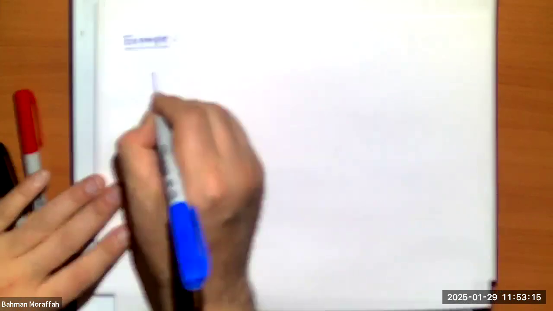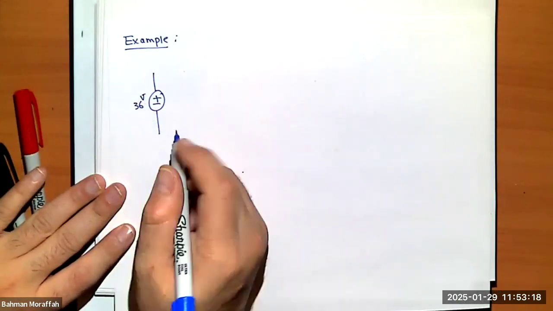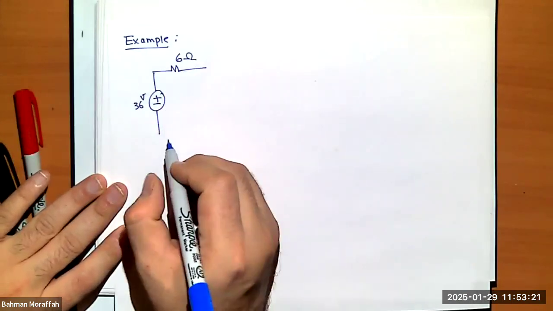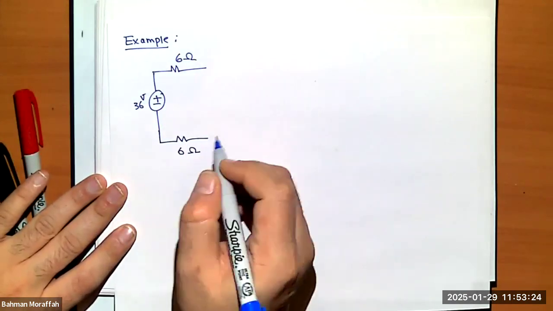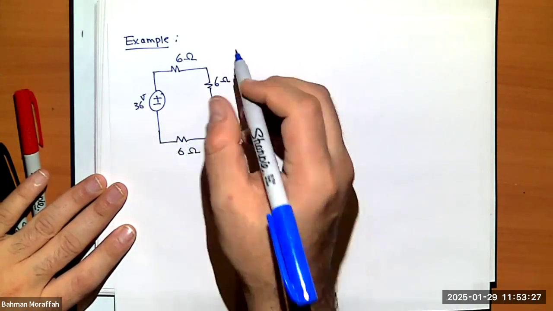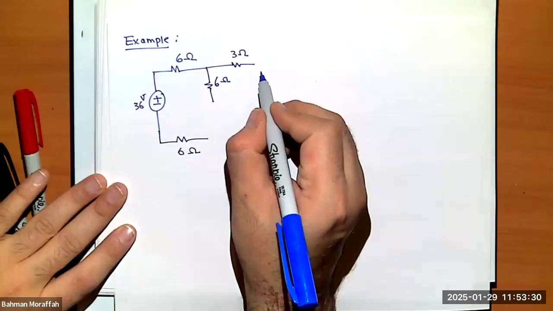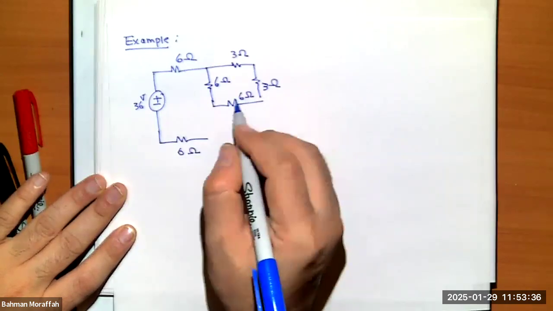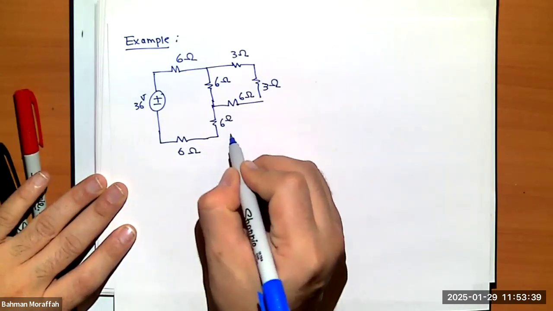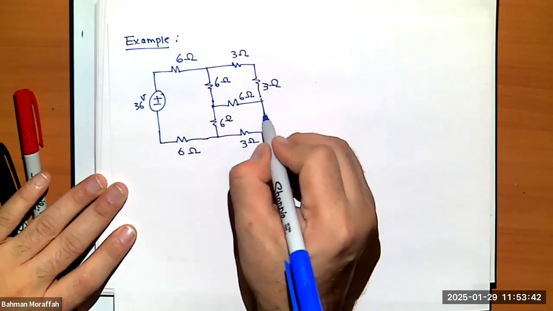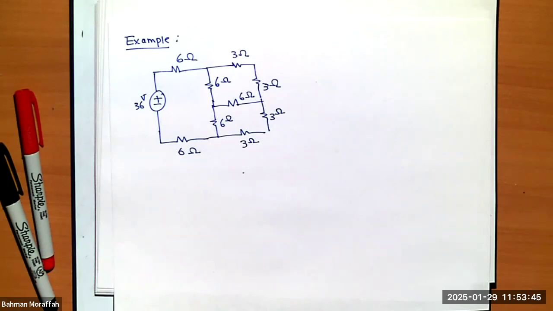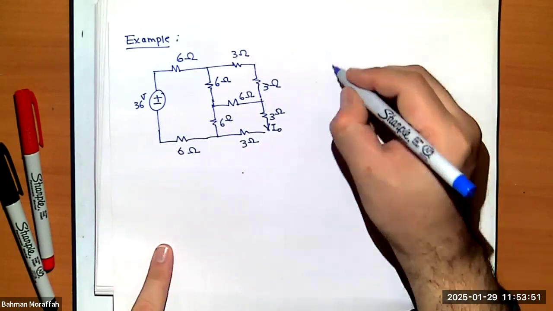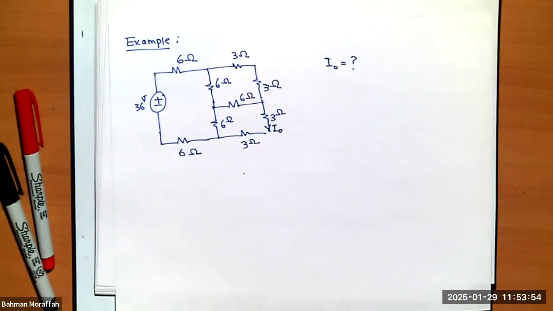Example. Let's say I have this 36 volts. I have a 6 ohms resistance here, another 6 ohms resistance. I have a 6 ohms resistance here, 3 ohms here, 3 ohms here, 6 ohms here, 6 ohms here, 3 ohms here, 3 ohms here. Okay? And the question is asking me what is I naught here.